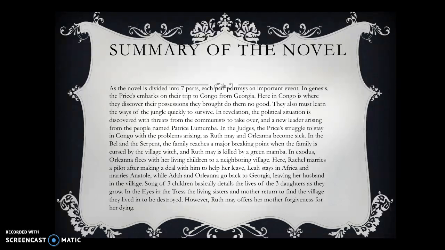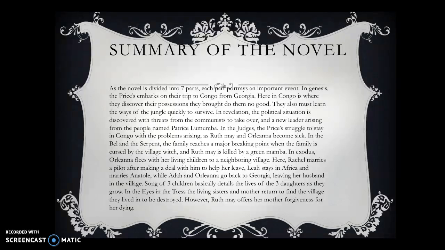In The Bell and the Serpent, the family reaches a major breaking point when the family is cursed by the village witch. This was caused by Leah going hunting with the men and them placing a venomous snake, the green mamba, in their chicken house, where, as they drive it away, Ruth May is killed by it.